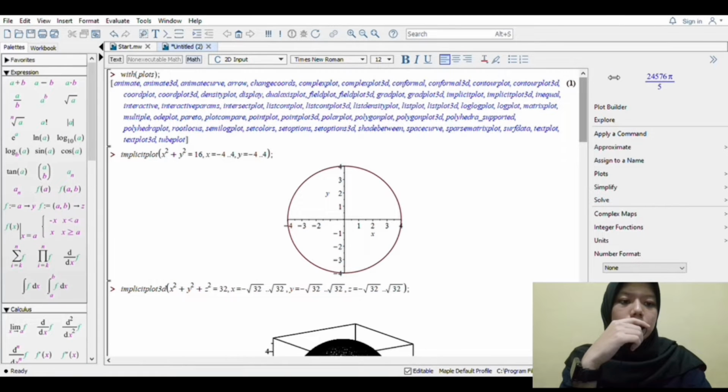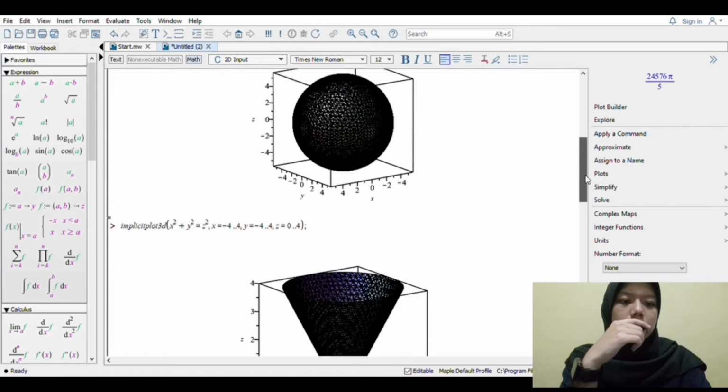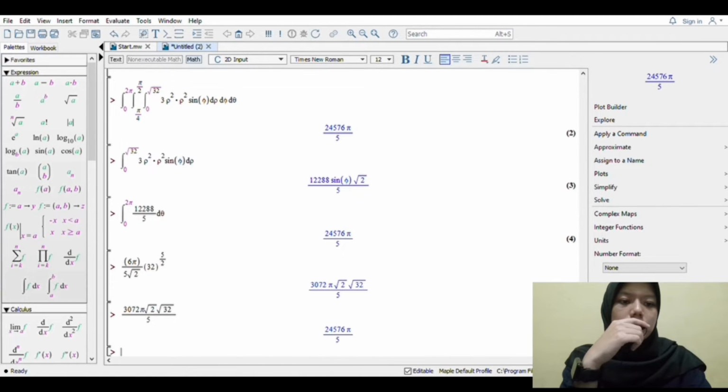Next we have question B, where we need to evaluate the following triple integral by using spherical coordinate. So this is my manual calculation with a final answer of 24576 pi per 5. So for question B, I use Maple software. So this is the spherical and this is our cone. And this is our final answer, which is the exact same as our manual calculation.